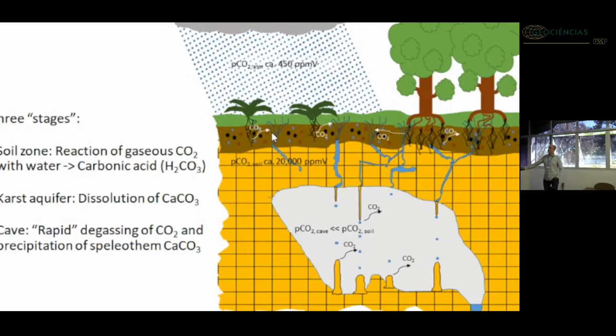Carbonic acid is formed, and this acidic water then seeps further down into the carbonate host rock through fissures and cracks, and dissolves calcium carbonate from the host rock. And in the last stage, the same solution, which has a high PCO2, enters the cave system, which has a much lower PCO2 than above the cave. So the excess CO2 from the solution can rapidly degas. The solution gets supersaturated with respect to calcite, and eventually you get the formation of all different kinds of speleothems.